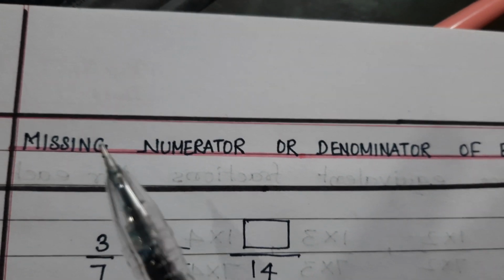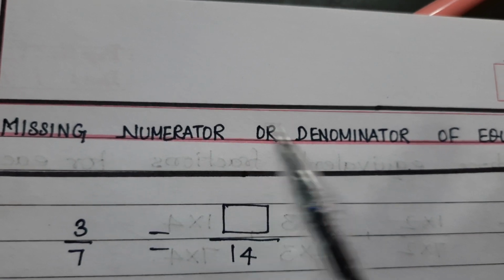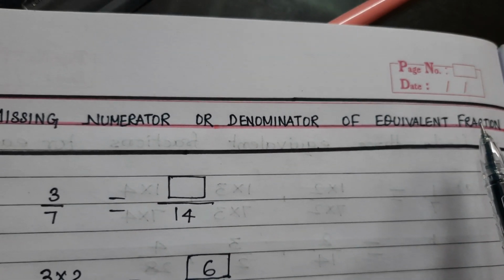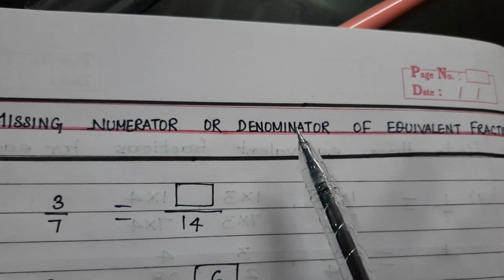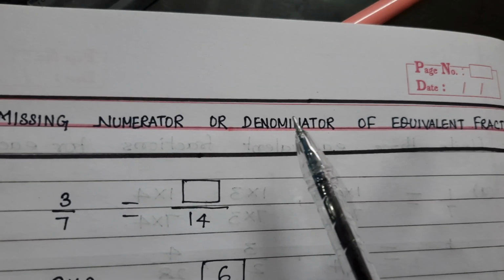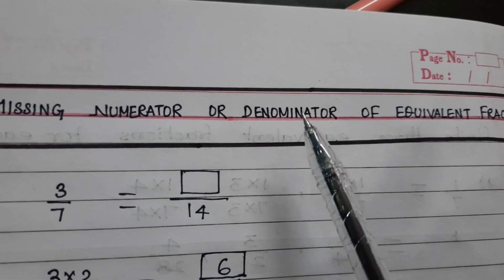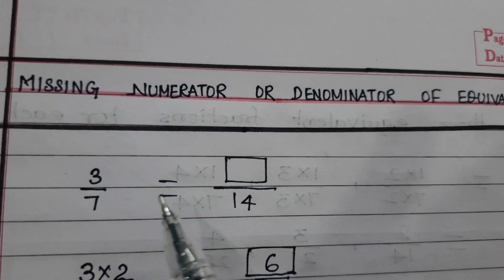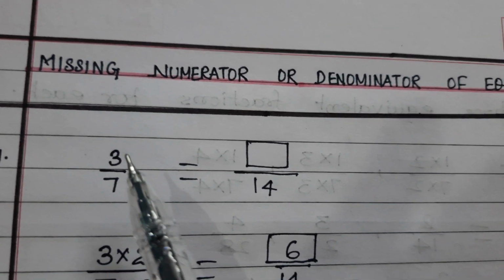Our next topic is we have to find the missing numerator or denominator of an equivalent fraction. Means an equivalent fraction is given but some numerator or denominator might be missing and you have to find that numerator or the denominator. I have taken some examples.